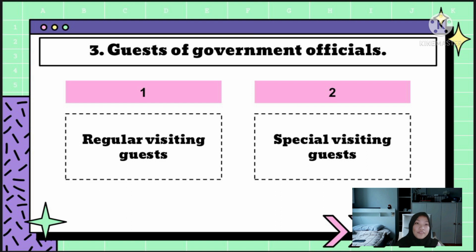Number 2 is special visiting guests. Usually, government officials come in the form of a group or with protocols. In this case, the leadership of the company absolutely must welcome them personally and even have to be ready in full, formal clothes before the guest gets off the vehicle.